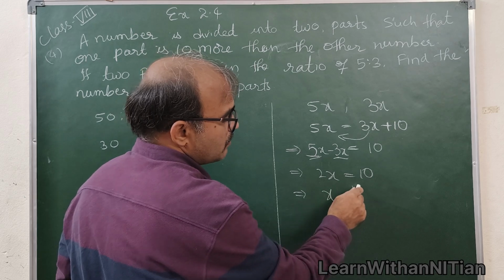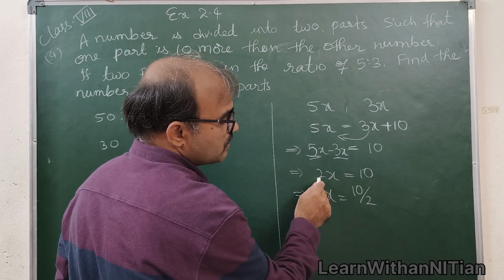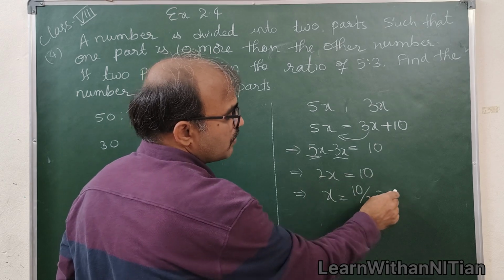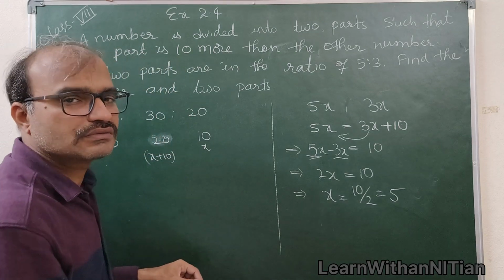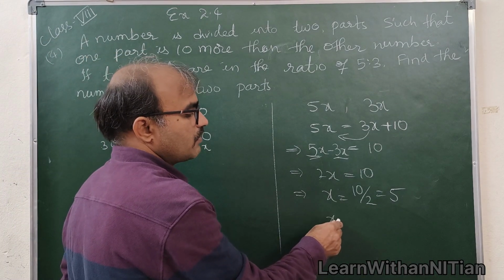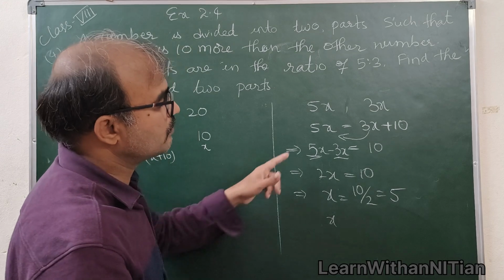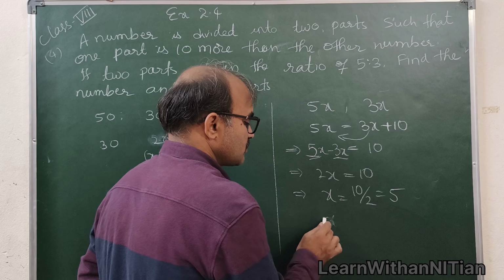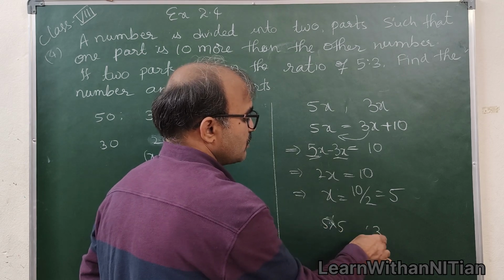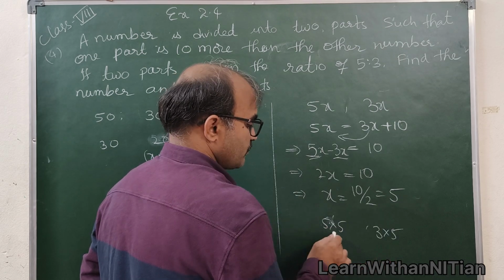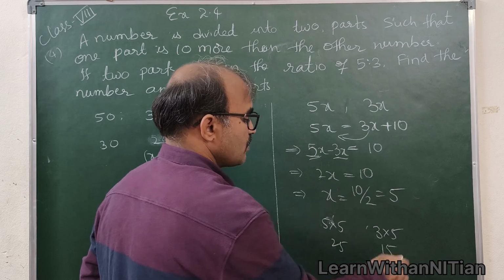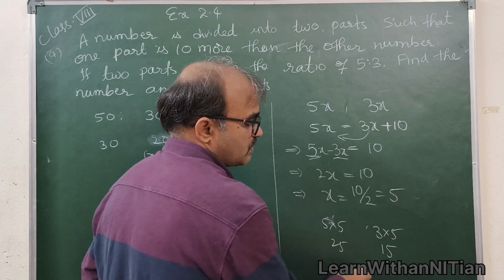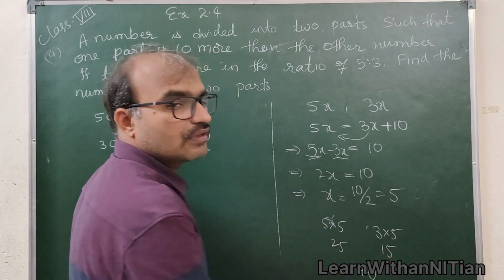Implies x is equal to 10 by 2. Here this is multiplication, right? 2 and x are factors of 10. So one factor x you will get by 10 by 2. 10 by 2 is equal to 5. That implies therefore x is equal to 5. So the numbers are 5 into 5, 3 into 5. They are the parts. 5 5s are 25. Another one is 15. And the main number is 25 plus 15 is 40. So the numbers are 40, 25 and 15. Right?